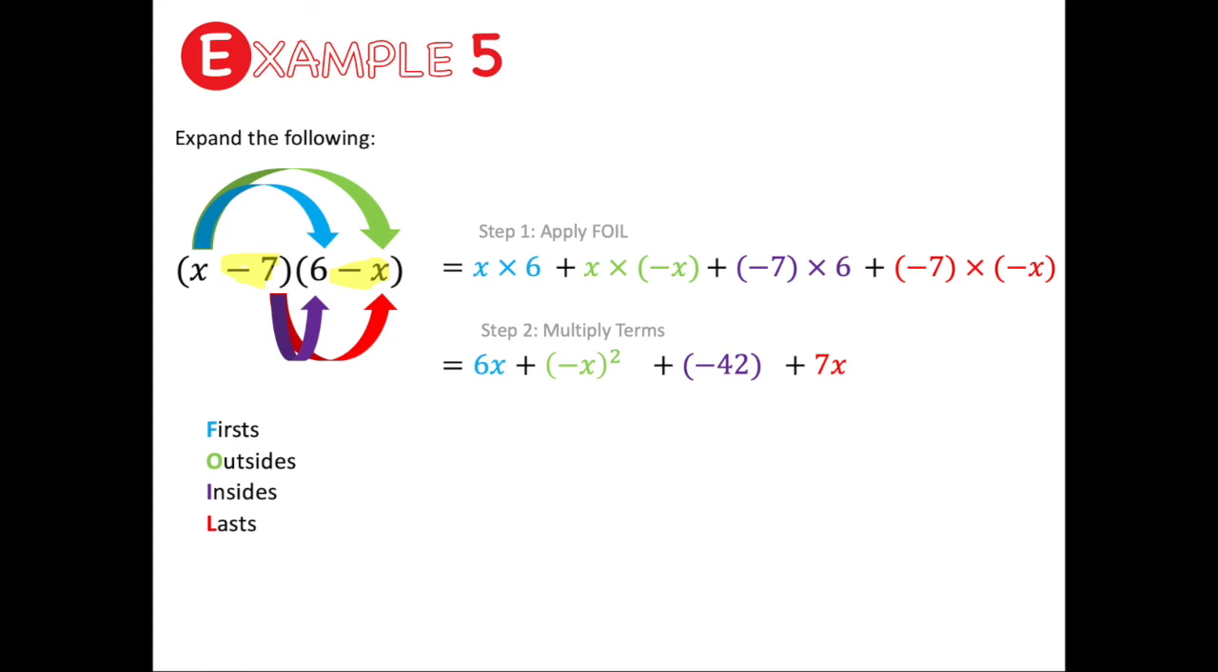Because remember, when I'm multiplying two negative numbers together, my answer is going to be positive. So collecting my like terms, I've got a 7x and a 6x, so that adds to give me 13x. So my final answer is going to be negative x squared plus 13x minus 42. So those are some examples of how we can use the FOIL method to complete a distribution of two sets of brackets.